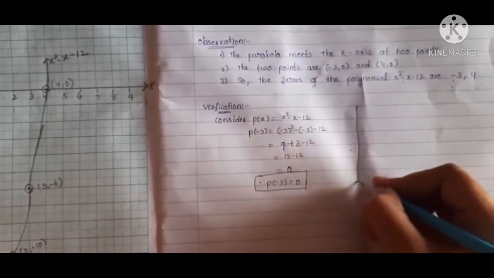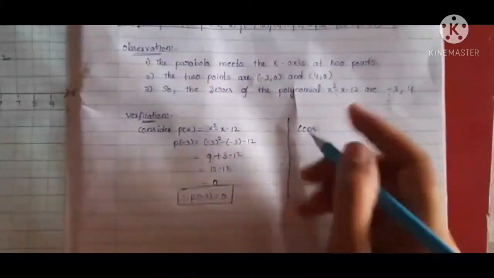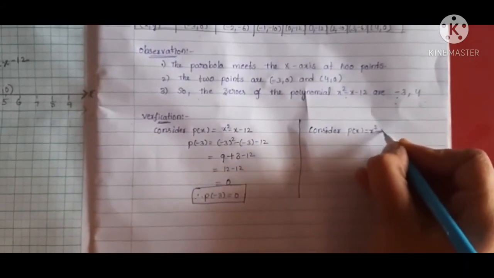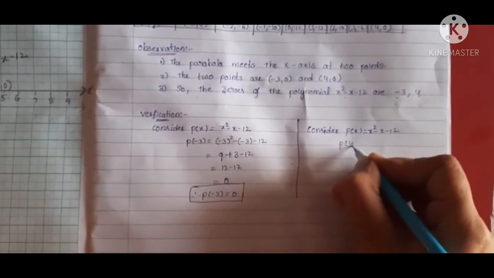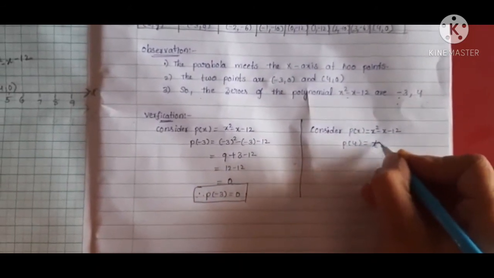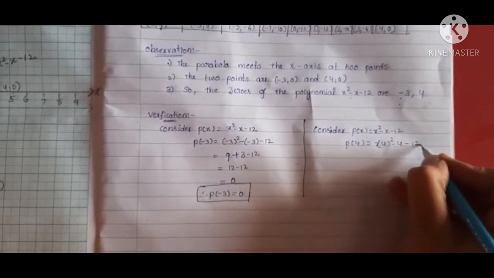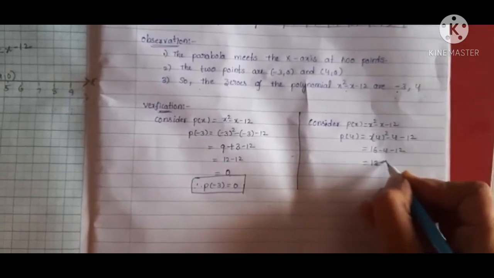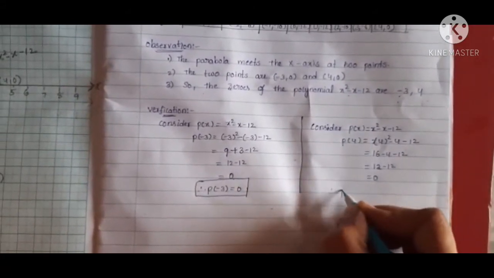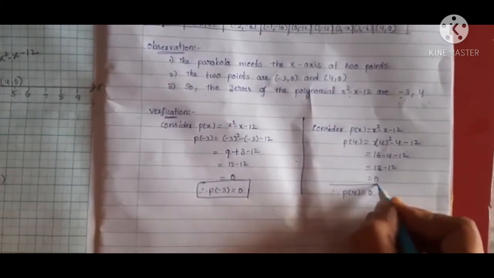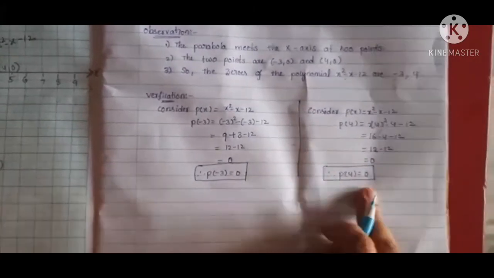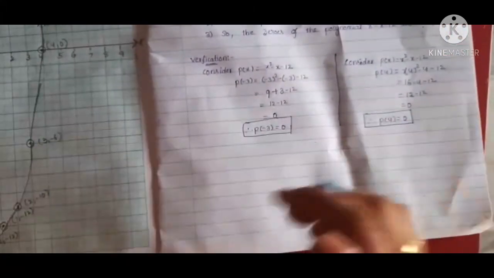Again, minus 3 we substituted; next zero of the polynomial is 4. So do the same procedure. Consider p of x is equal to x square minus x minus 12. So p of 4, substitute 4 in place of x. 4 square minus 4 minus 12. 4 square is 16, minus 4 minus 12. 16 minus 4 gives 12, 12 minus 12 is 0. So p of 4 is equal to 0. When you substitute 4 in place of x, the polynomial becomes 0. So you can say by verification, these two are the zeros of the polynomial.